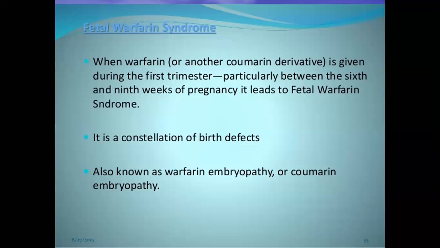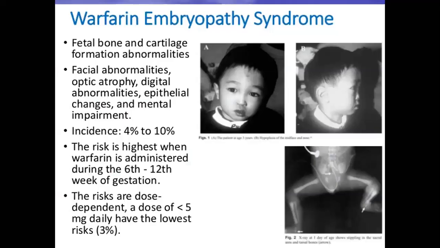An example of embryopathy can be Warfarin syndrome or Coumarin syndrome. It's a constellation of birth defects when warfarin or other coumarin derivatives is given during the first trimester of the pregnancy, nearby between 6, sometimes 9, sometimes 12 weeks of pregnancy, and it leads to fetal warfarin syndrome. And you can see on this picture a boy with embryopathy with warfarin syndrome, which comprises fetal bone and cartilage formation abnormalities, facial abnormalities, optic atrophy, digital abnormalities, epithelial changes, and mental retardation.